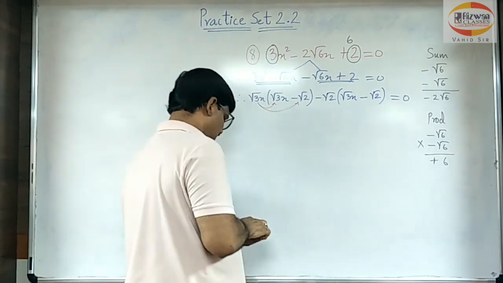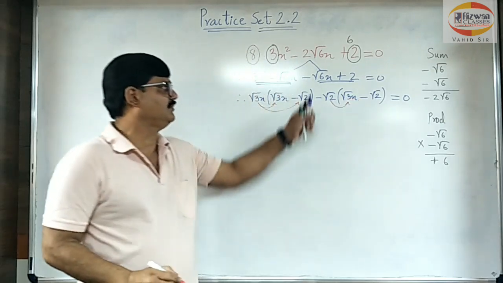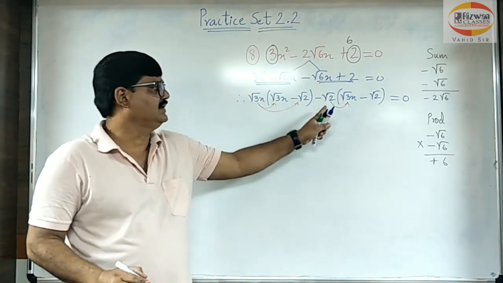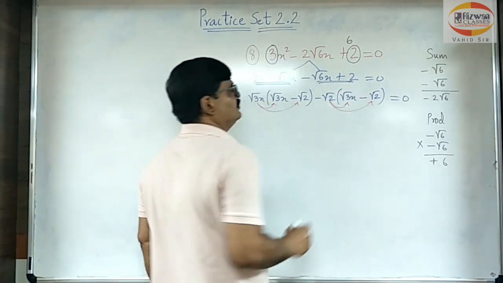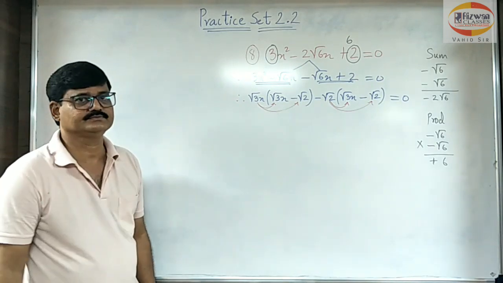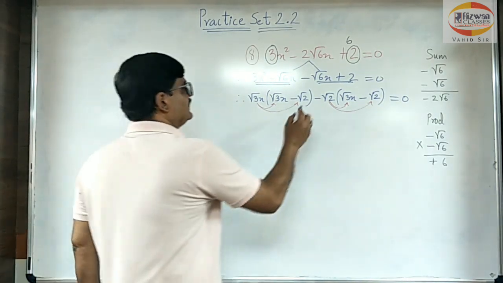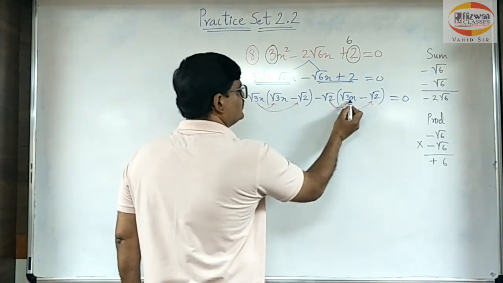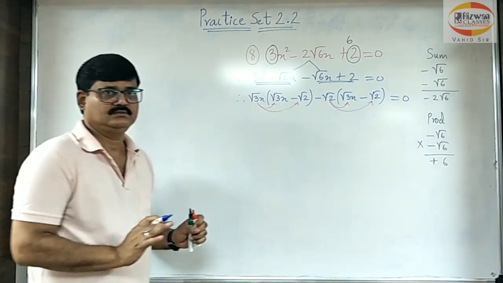Now again see, if you multiply what I did just now: root 2 into root 3 is root 6x, and minus into minus will become plus, and again I am multiplying root 2 into root 2, which is 2. Can you see that? Root 2 into root 2 is 2. In this case, I got the same bracket, root 3x minus 2, root 3x minus 2. That means my sum is going on properly.